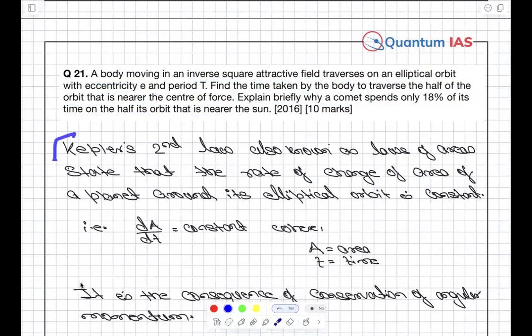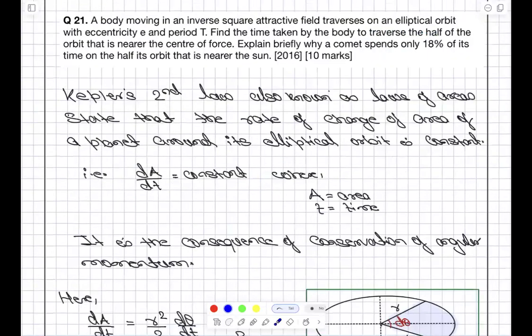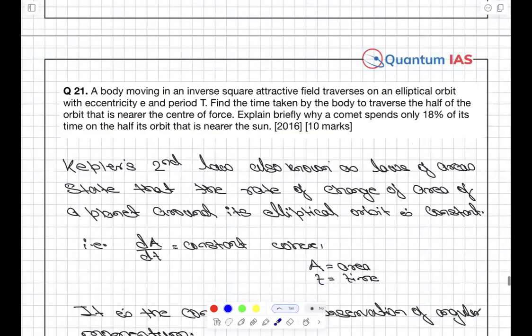Kepler's second law लिखेंगे, obviously, है ना? Why we like Kepler's second law? Because we have to find out the time, area and time. देखो यहाँ पे लिखा हुआ भी है. Find the time taken to traverse half of the orbit, area time. That means यहाँ से तुम्हें hint मिलना चाहिए that we have to write Kepler's second law.